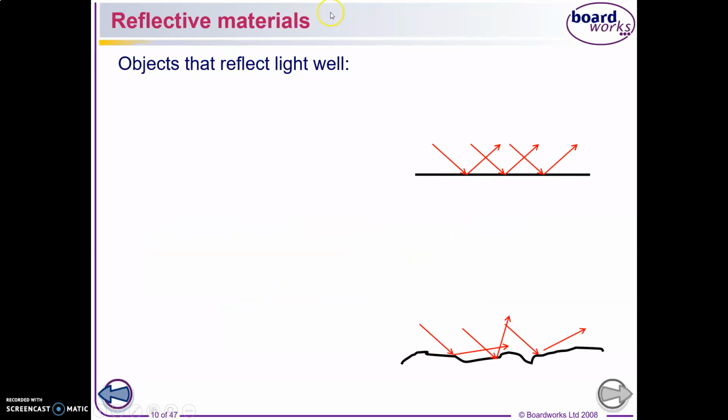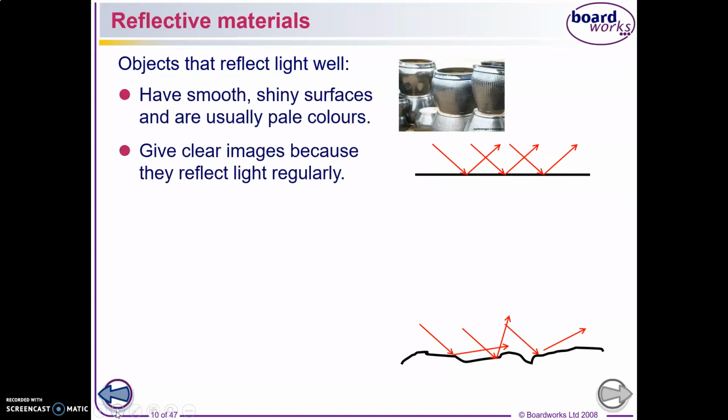In today's lesson, we're going to talk about reflection. Remember the reflection? Objects that reflect light well. Okay, in the picture you can see two different surfaces. One of them is straight and the other one looks like it's not straight. Objects that reflect light well.